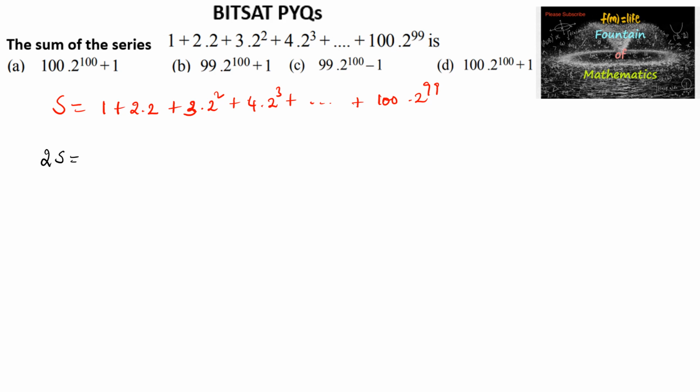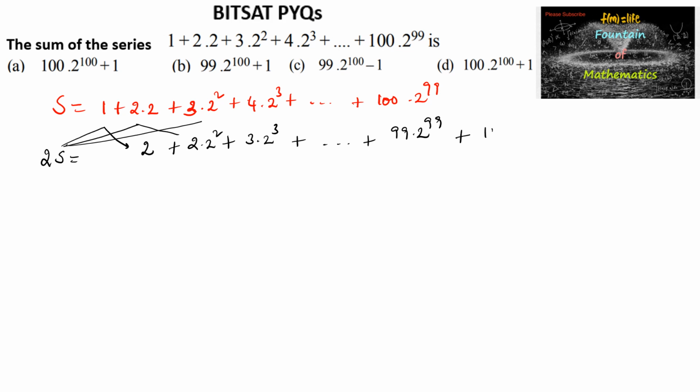2 times S is equal to, let us multiply 2 and write it in the next line. So let us write 2 into 1 is 2, plus 2 into 2 into 2 is 2 into 2 square, plus 2 into 3 into 2 square is 3 into 2 cube, plus, and so on. Here we can say this is 99 into 2 to the power 99, and again here 100 into 2 to the power 100. So let us subtract.